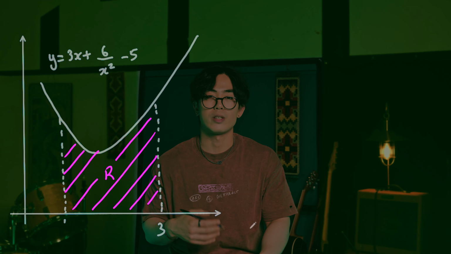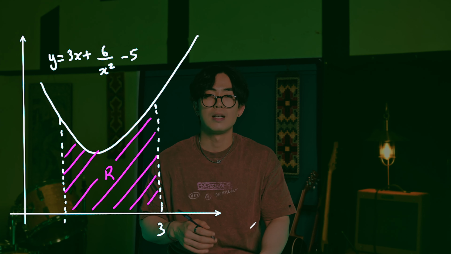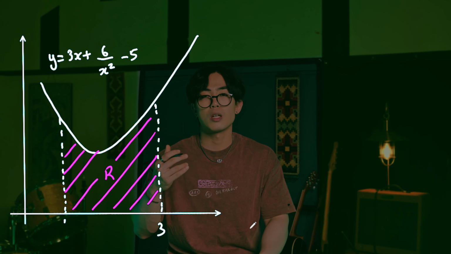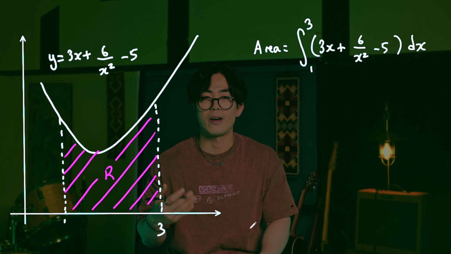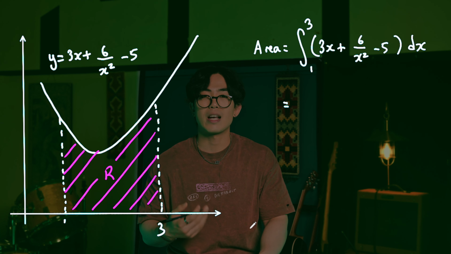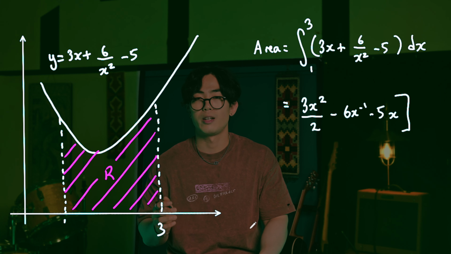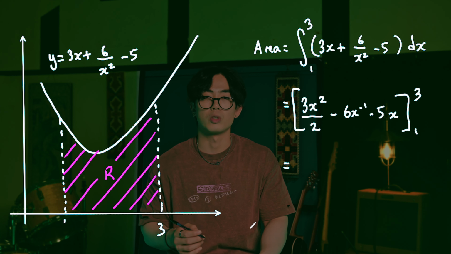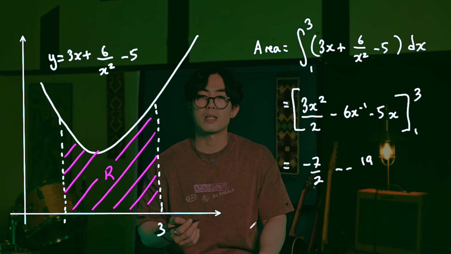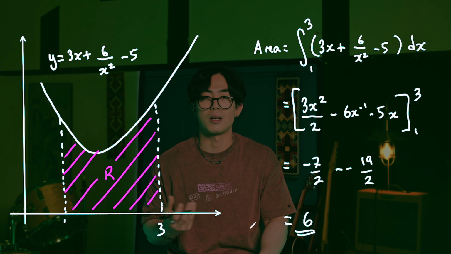So let's say we have this example here with 3x plus 6 over x squared minus 5, and they want us to find the area. It's always going to be under the curve, so we can't find the area over the curve by integrating. We can just integrate this with respect to dx and put in the limits of 1 to 3. If you do this, I get 3x squared over 2 minus 6x to the power of minus 1 minus 5x, limits 1 to 3. Plugging it in will give me minus 7 over 2 minus 19 over 2, just 6. That's going to be the area under that particular part of the function.